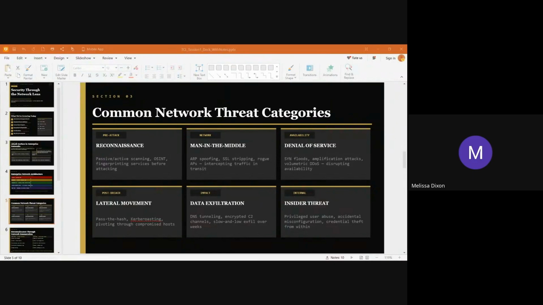And then we have the data exfiltration. DNS tunneling is elegant and terrifying. Data is hidden inside DNS queries, which most firewalls allow freely. Slow and low exfiltration can take weeks. Small amounts of data just under alert thresholds, like just small enough that the IDSs don't go off, or no alerts are thrown. So they just sit in there and quietly take a little bit at a time.